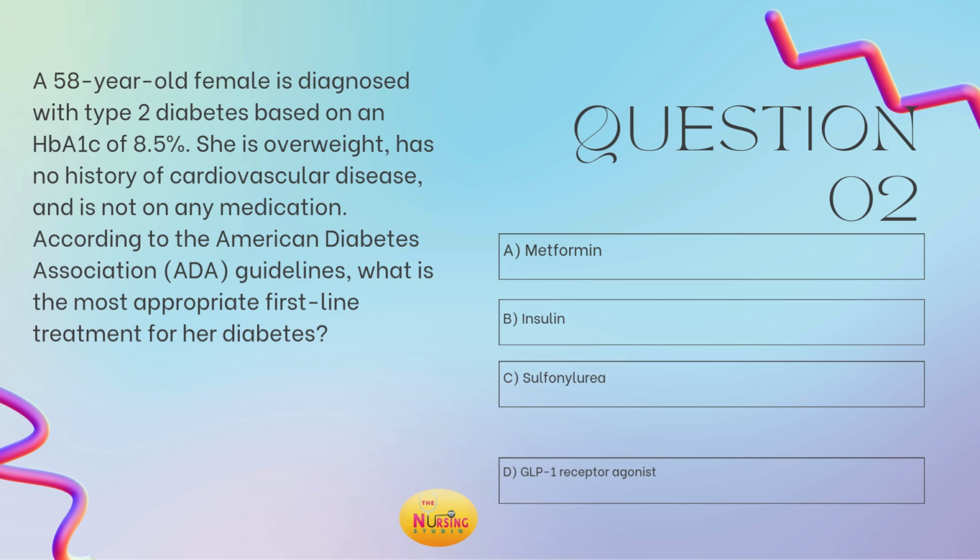All right, so similar question here states, according to the ADA guidelines, what is the most appropriate first line treatment for her diabetes? So that right there is all you need to know, right? What is the first line treatment for diabetes? And you should instantly think A, metformin.